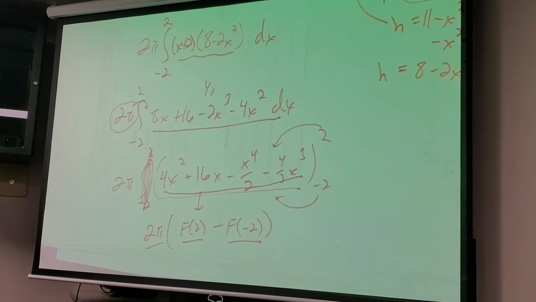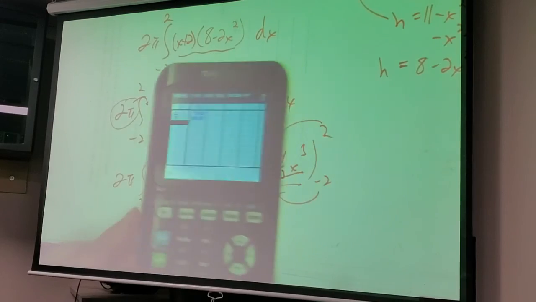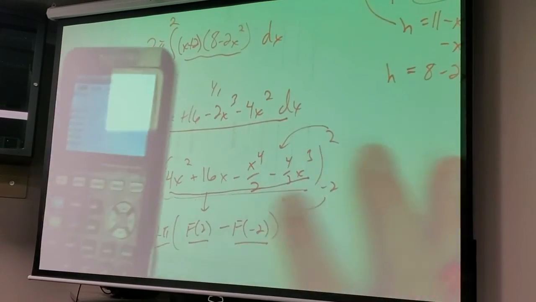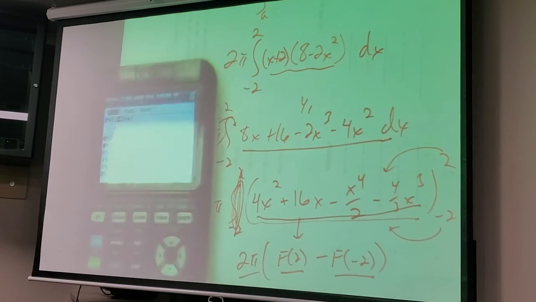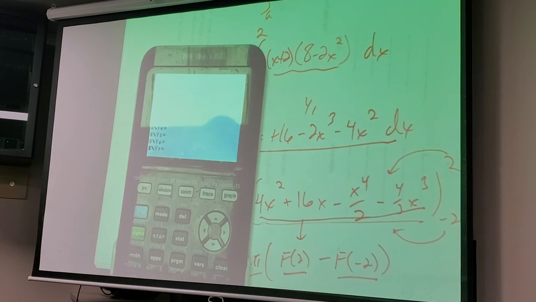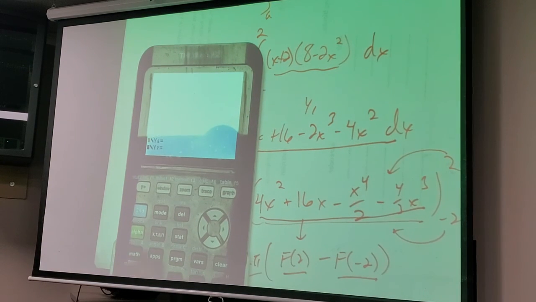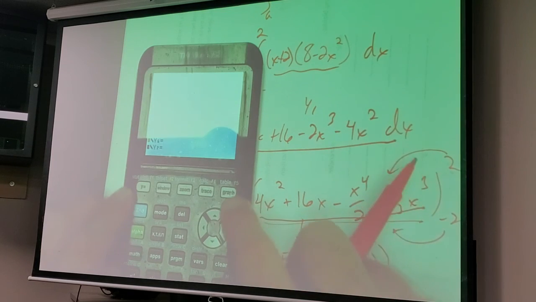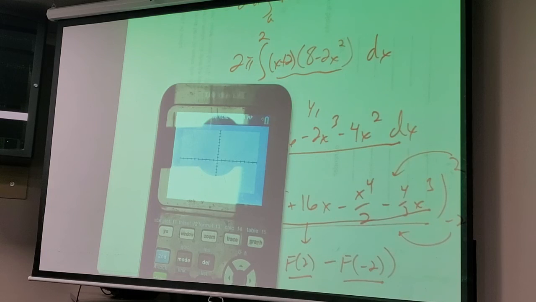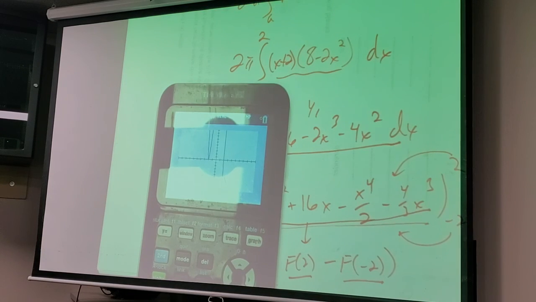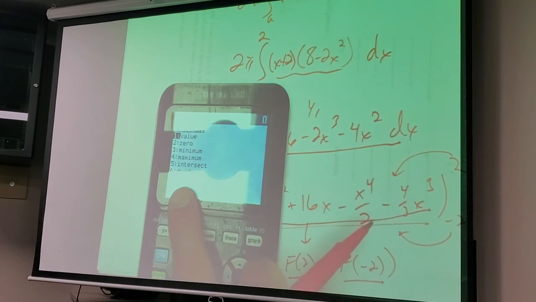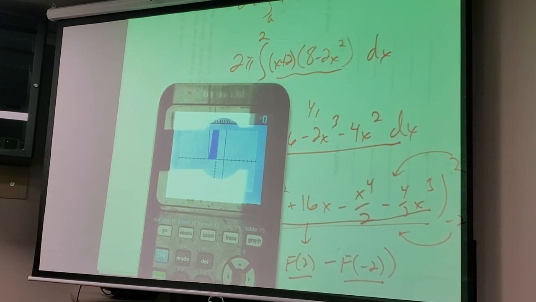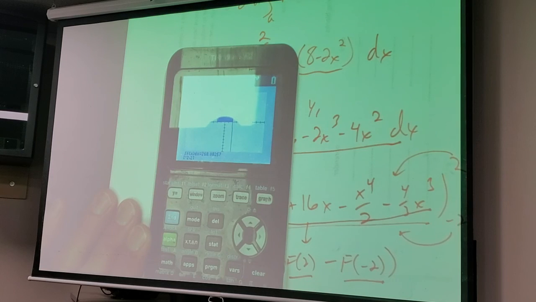So like, real quick. I could put in there 2 pi times 8x plus 16 minus 2x cubed minus 4x squared. Graph. And then second, it's still thinking. Okay. Second calc number 7 for integrate from negative 2 to 2. Kabam! 268. Is that all right?